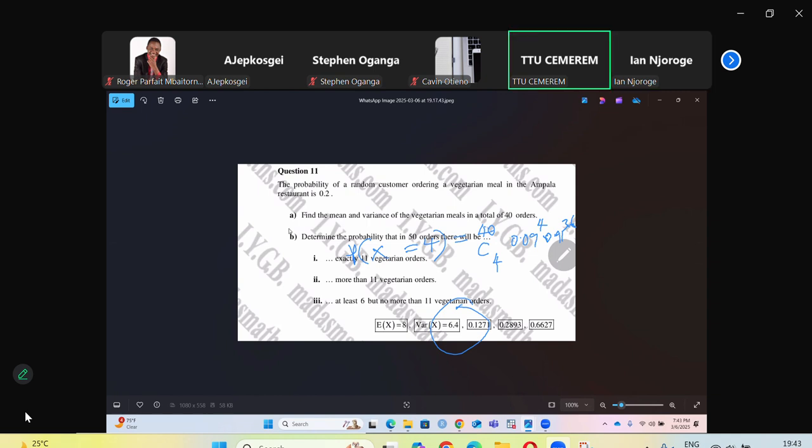This one, which distribution do we use? Bernoulli, Poisson, or binomial? Binomial. Why binomial? We have two possible outcomes. What are the possibilities? Ordering or not ordering. Then we've been given the probability of ordering, right? Yes. And we are being asked how many orders have been done. A total of 40 orders.